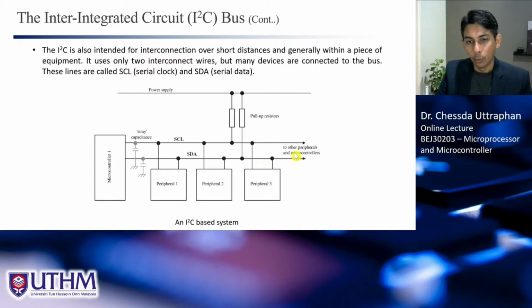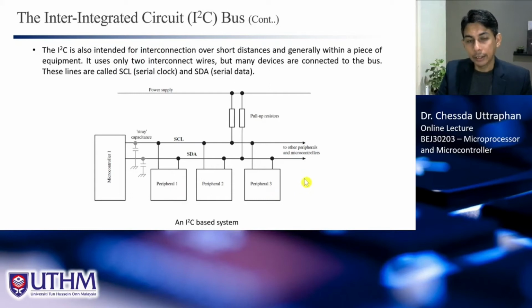You can see that when you add more slaves or peripherals, you will not add wires, or in other words, you do not add cost to your design. You just connect like this. No adding wire. So you can have as many peripherals as you want, right? But of course there is a limitation. We will see later what the limitation is.